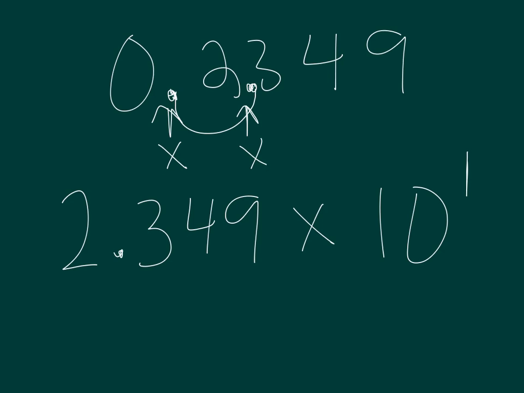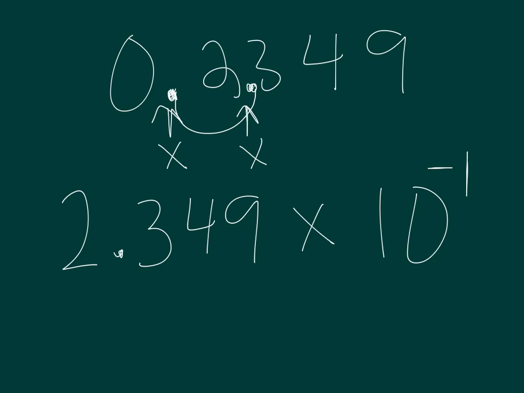Now I need to ask myself, was this a big number or a small number? Well, this number had a decimal point right here. So I know it was a small number, so it's times 10 to the negative first power, because a negative exponent means a smaller number.